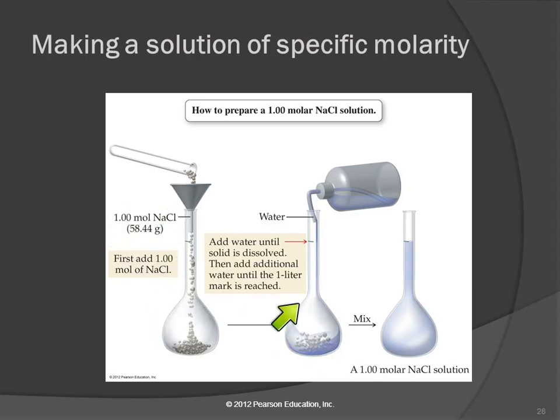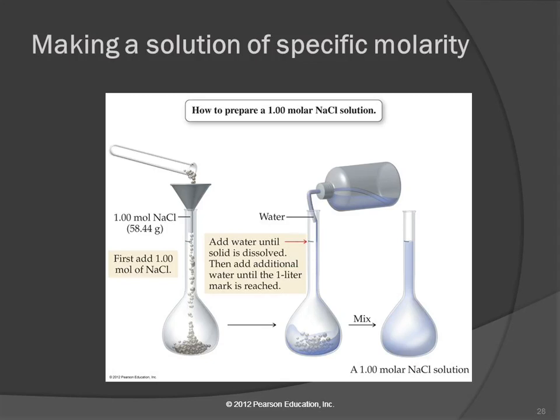And then we add water. Generally, we're going to add water about halfway, where the volume is still down here in the fat part of the flask. And then we're going to swirl it around until all of this dissolves. We want this all dissolved before we top it off and make the volume just right.